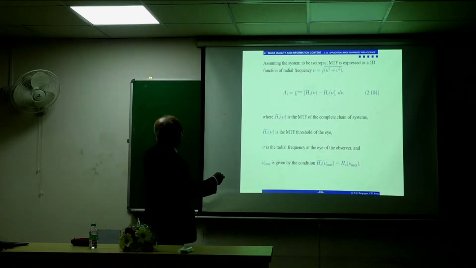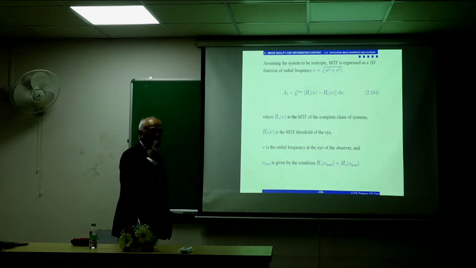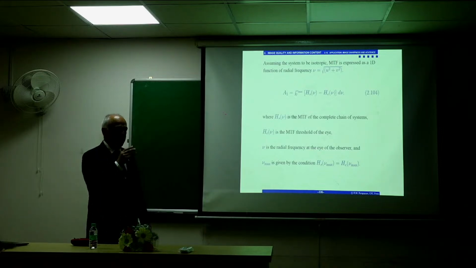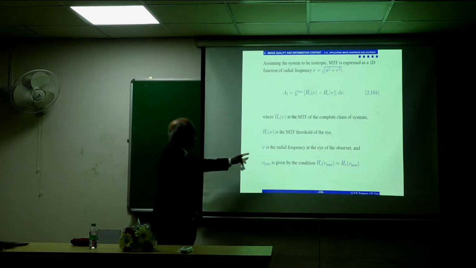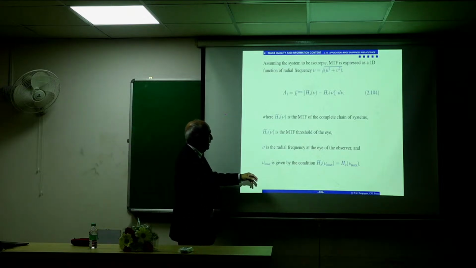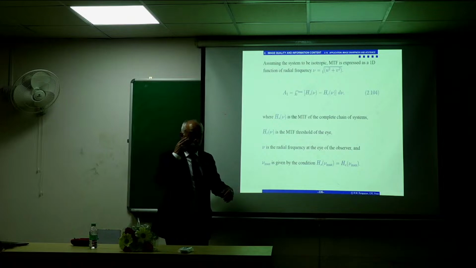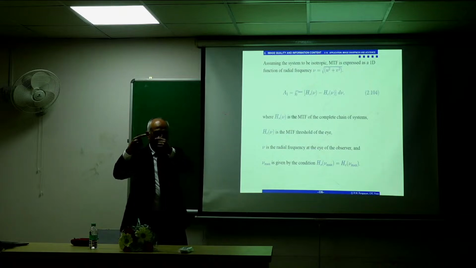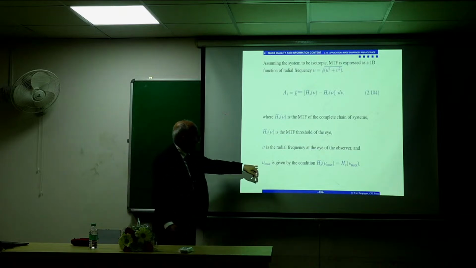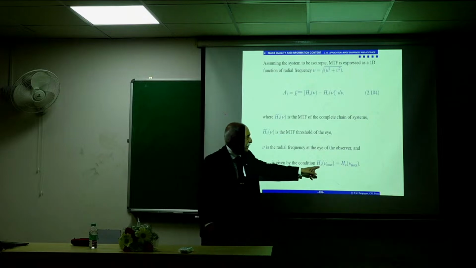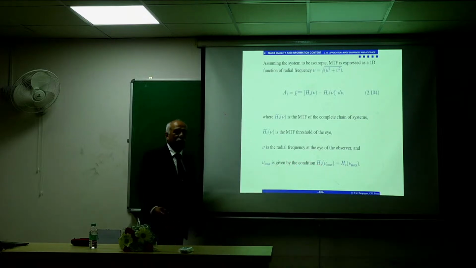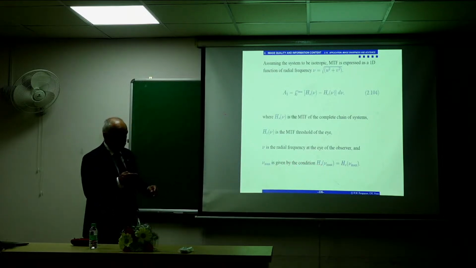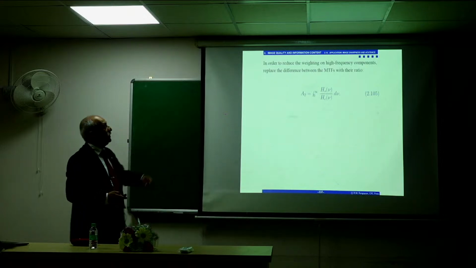So Hs is the MTF of the complete system. He is the threshold of the eye, the MTF threshold. ν is the radial frequency at the eye of the observer. So that depends on the distance between the display and the observer, and that's the angle subtended. ν max is given by this condition: Hs(ν max) must be equal to He(ν max). So that was another measure.